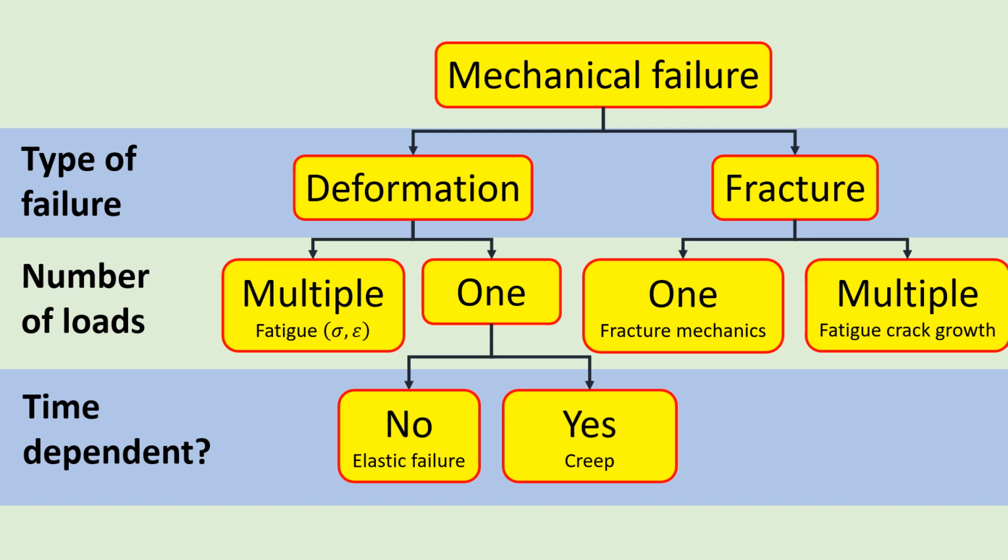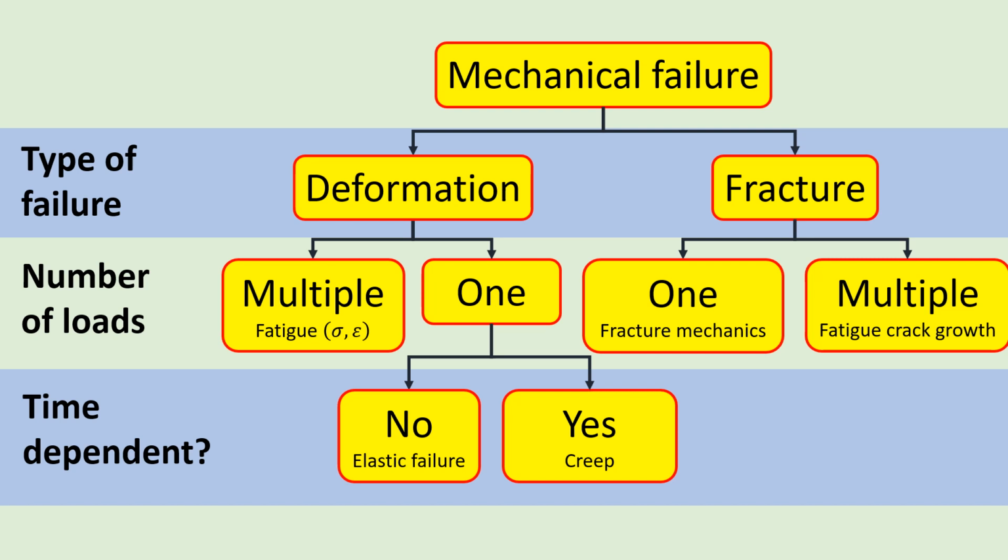Under deformation failure, we discussed how when multiple loads are applied to an object, the material can fail through fatigue. And there were 2 types of fatigue that we talked about that had to do with deformation-based failure. The first was stress-based fatigue, which tends to occur at higher number of loads, and the second was strain-based fatigue, which tends to occur at lower number of loads.